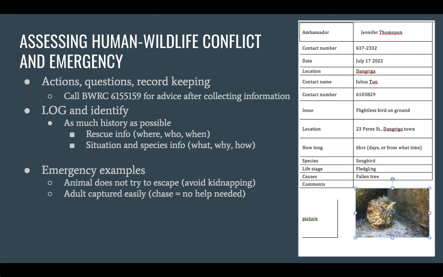Now, emergency examples are animals that do not try to escape or may more than likely be in an emergency situation because of injury, but please be sure to avoid kidnapping. And if an adult animal is easy to be captured, or there is little to no chase needed, if you have to chase the animal, then no help is needed, right? It's only an emergency if the animal is easy to be captured because of injury.